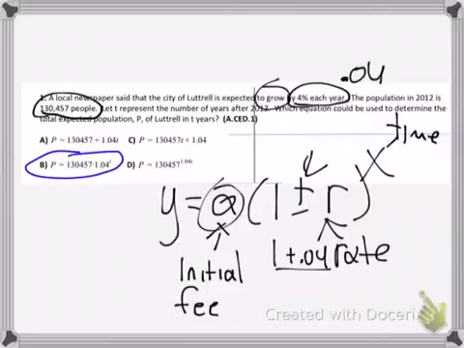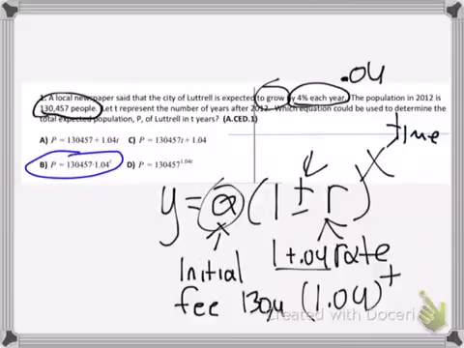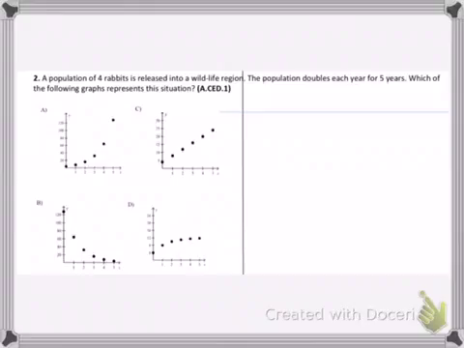So that'll be 1 plus 0.04, which will give me 1.04 raised to the t, and you'll have your initial value of 130,457. And they're multiplying, so that parentheses, same thing as the multiplying up there on B.